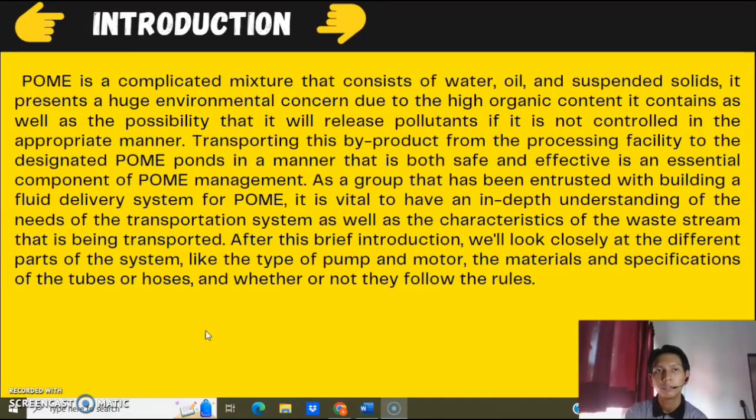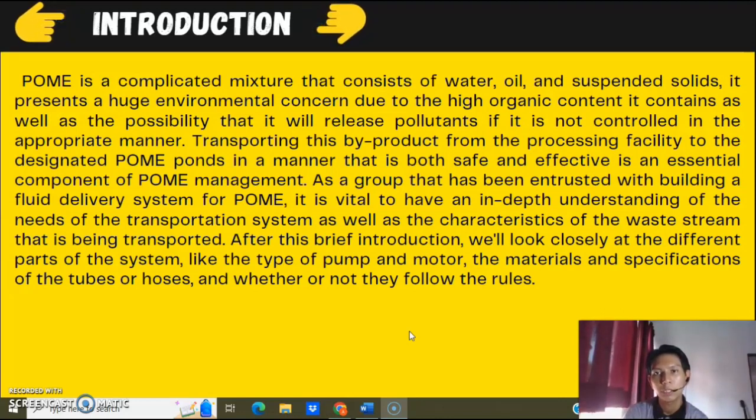For the introduction, POME is a complicated mixture that consists of water, oil and suspended solids. It presents a huge environmental concern due to its high organic content, as well as the possibility that it will release pollutants if it is not controlled in the appropriate manner. Transporting this byproduct from the processing facility to the designated POME pond in a manner that is both safe and effective is an essential component of POME management.